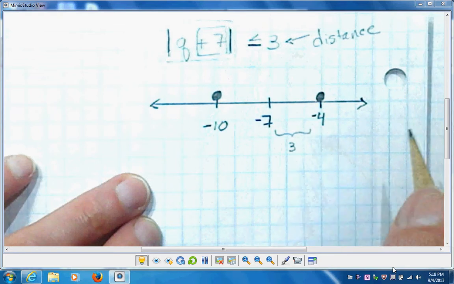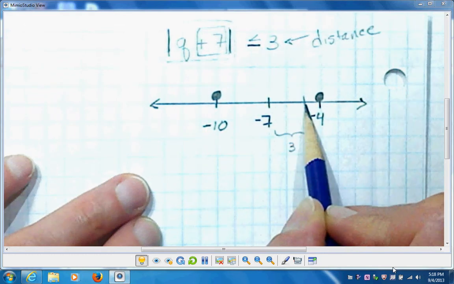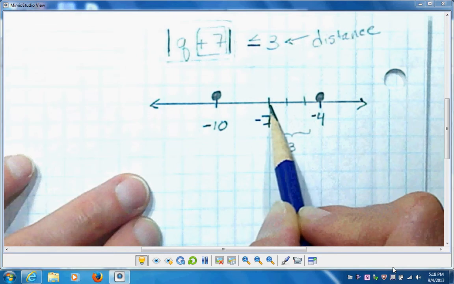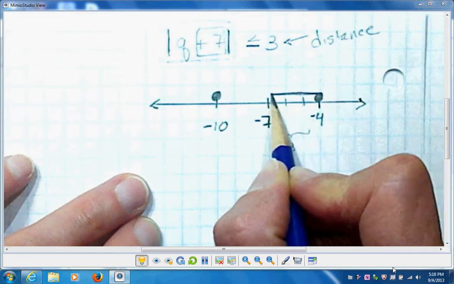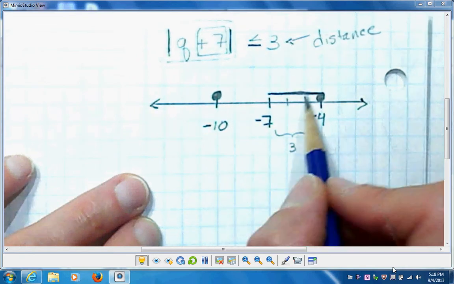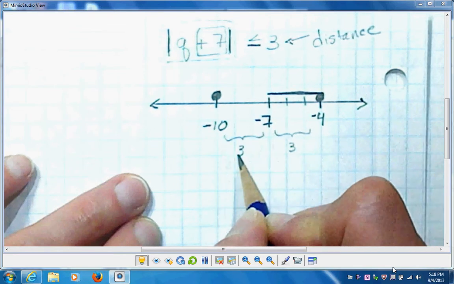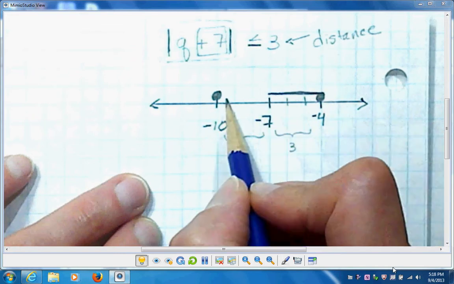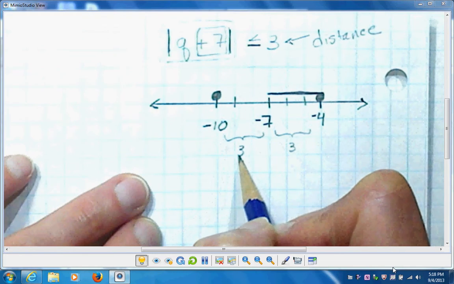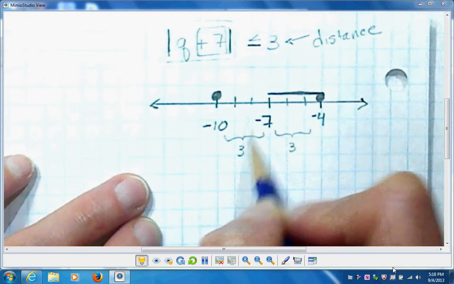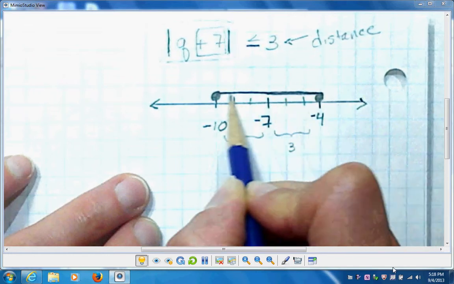So if I want to be less than 3, if I have a value right here, well, that's less than 3. If I have a value right here, that's less than 3 from the center. So I know everything through here is going to make that less than 3. The distance is less than 3 through here. This distance here is also 3 from center. So I know if I'm right here, my distance is less than 3. My distance right here is less than 3. And all the numbers in between there. So I have just graphed that function.